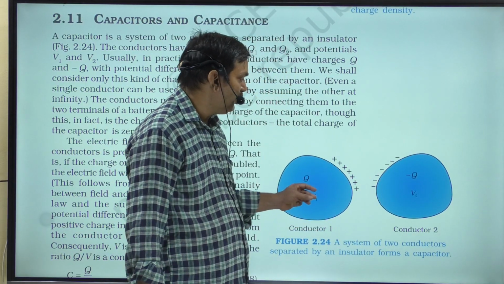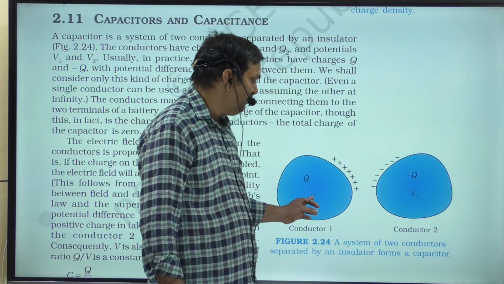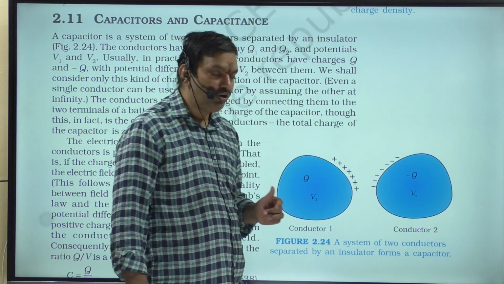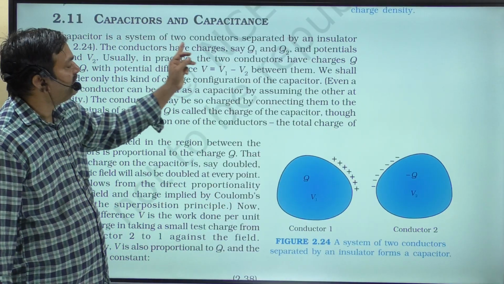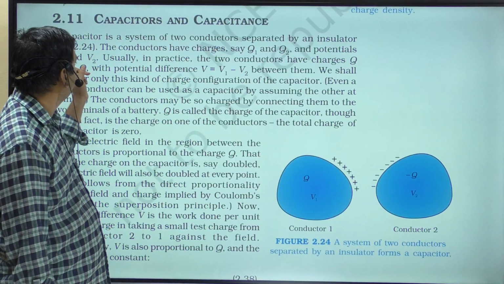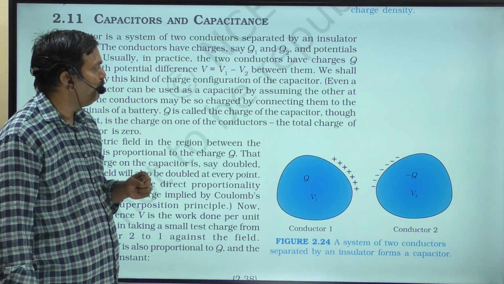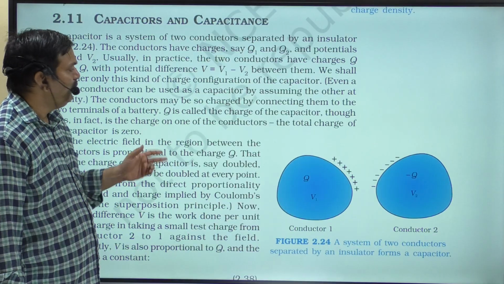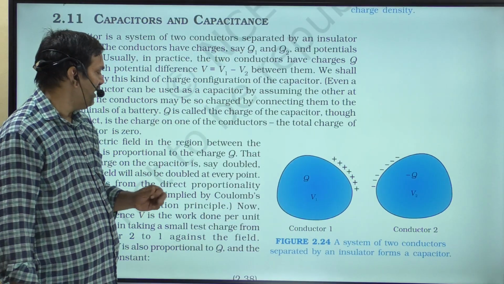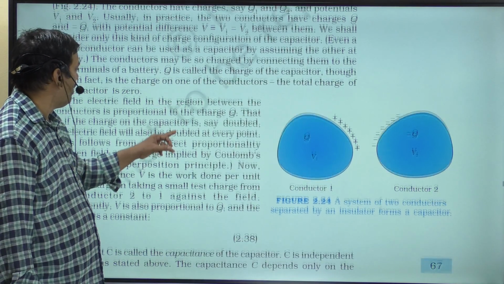So therefore, if it is Q, it is going to be minus Q, and if it is at a potential V1, it is going to be at a potential V2. Fine. Now that is what a capacitor is, a system of two conductors separated by an insulator, and the conductors have charges say Q1 and Q2, and potentials V1 and V2. The potential difference is going to be V1 minus V2.